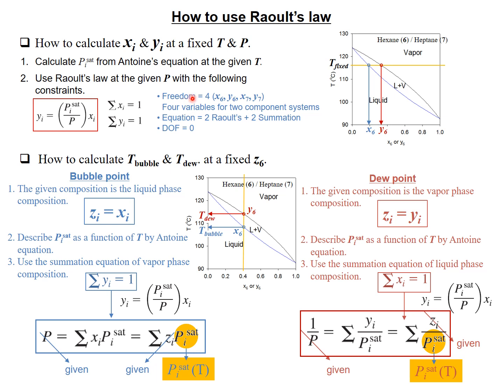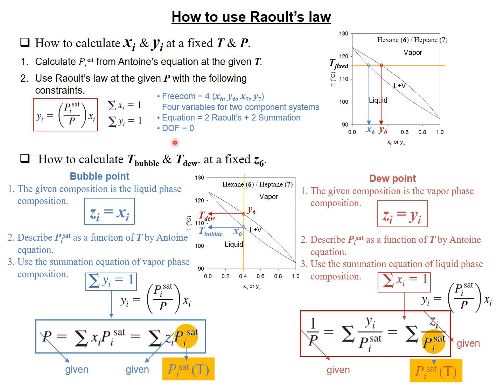How about the degrees of freedom? Well, the number of variables: X of hexane, I mean the liquid phase composition of hexane, and the vapor phase composition of hexane, and also the liquid phase composition of heptane and the vapor phase composition of heptane. So 4 variables. 4 minus 4 is 0. Degree of freedom 0. So by using those equations, you could calculate all of the variables about the compositions of the two components. Then you could calculate Xi and Yi.